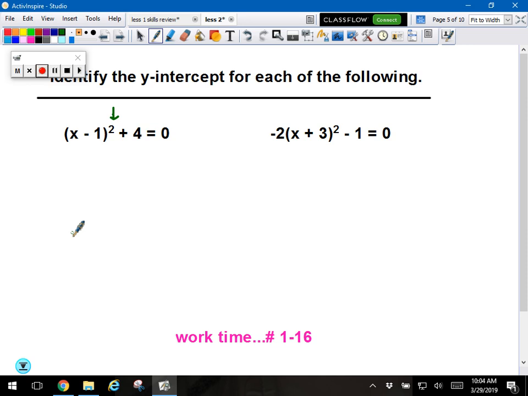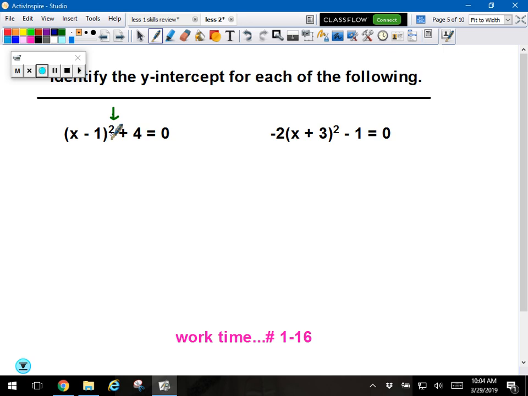We cannot assume that this is the y-intercept because this is not in standard form. Okay, let me say that again. 4 is not the y-intercept. It is not in standard form. It is in what they call transformation or vertex form. So we're going to have to go through and do the math to get it into standard form.